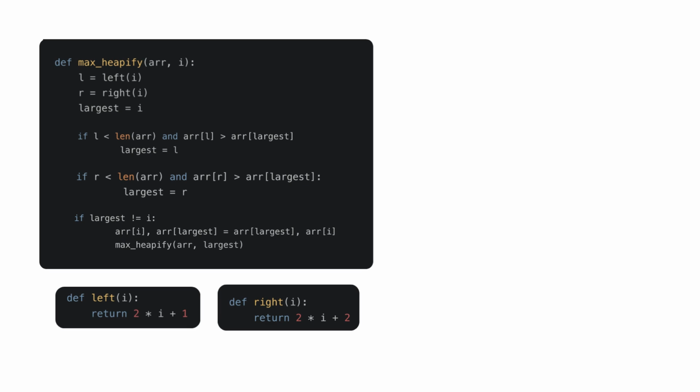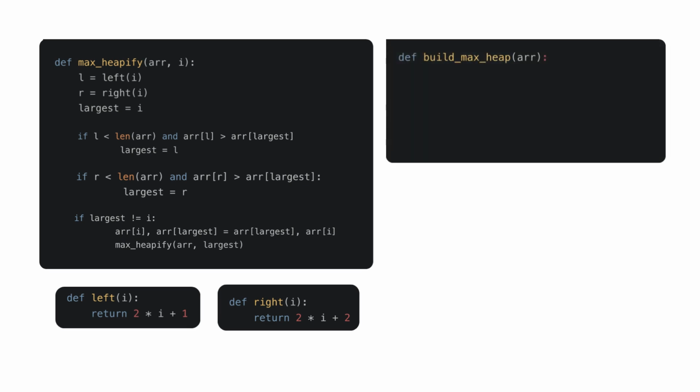Let's review the code for build max heap. We start from the last non-leaf node, which is at index length of array divided by 2 minus 1, and move backward to the root, calling max Heapify on each node. This ensures that every subtree gets fixed from the bottom up, and by the time we reach the top, the root, the entire array satisfies the max heap property.